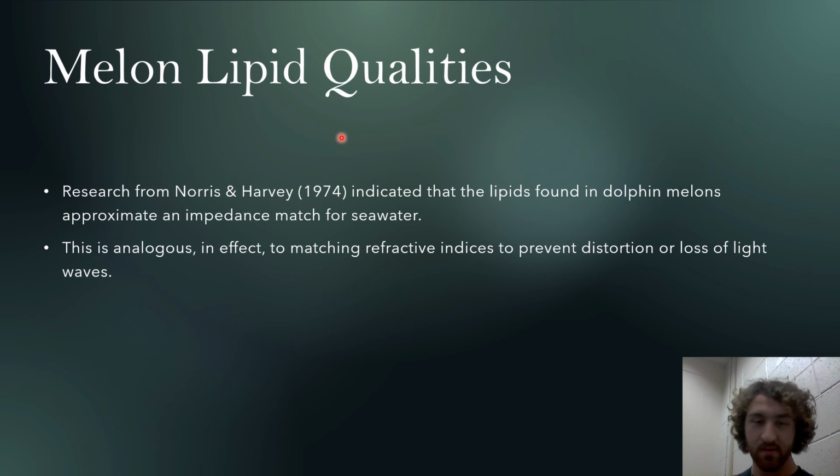So essentially, to prevent distortion, the lipids inside the melon have a similar refractive index for sound, is the best way to put it. And so distortion is minimized, and there's no appreciable loss of sound waves, which is equivalent to data and perception. And that was from a study in 1974, they found that.